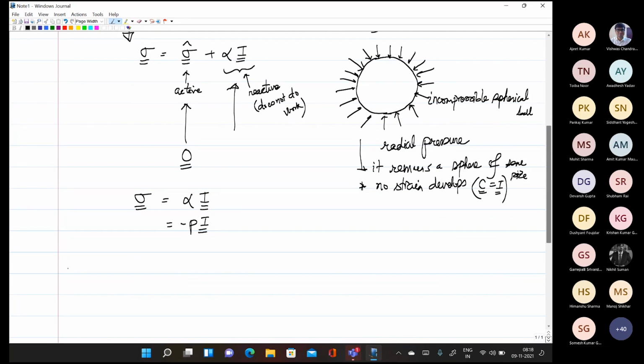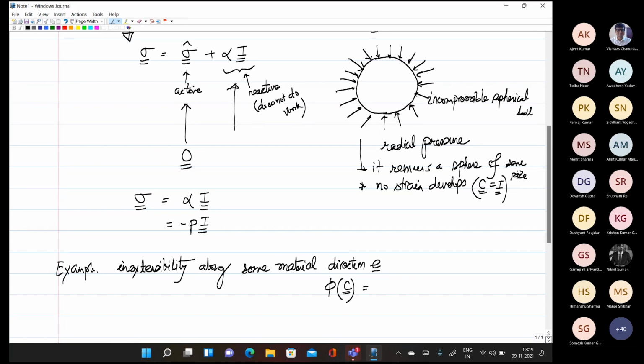Likewise, you can have another example, of inextensibility along some material direction, say E. Okay, so in that case, what is your phi of C? So first of all, the constraint is that since there is no extension in the direction E, lambda in that direction is 1, right? Which means the longitudinal stretch is 1.